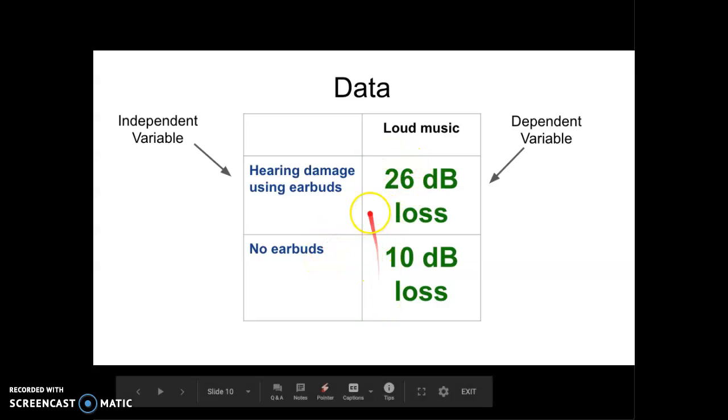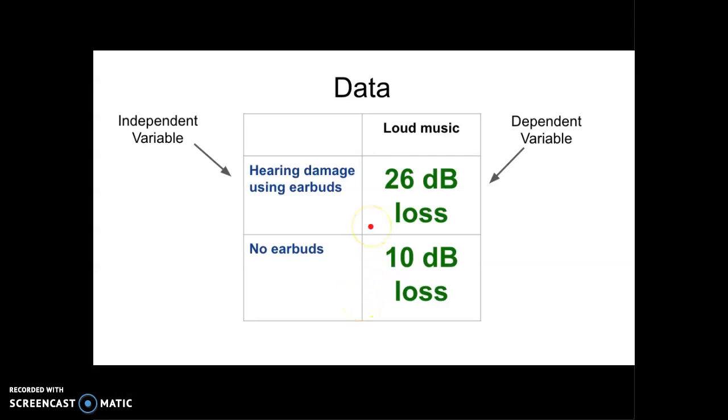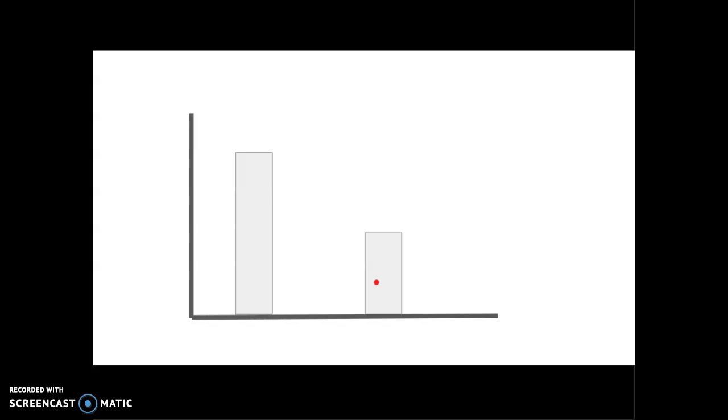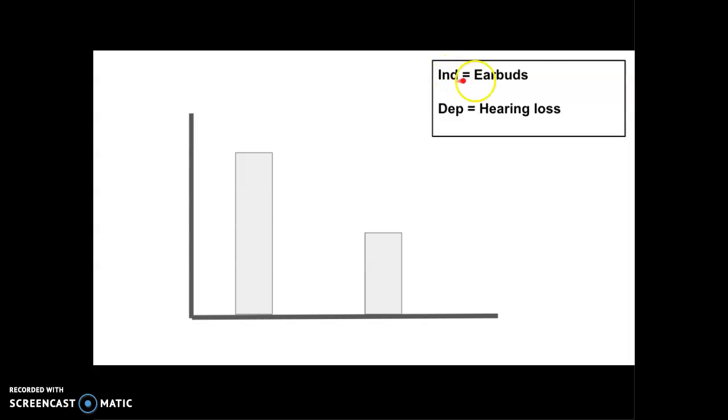Now, according to this data, does it support this person's hypothesis? Yeah. They said my hypothesis is earbuds cause more hearing loss when listening to loud music. So this is more hearing loss than without earbuds. Let's put that in a graph. So I know my independent variable is earbuds. My dependent, what I'm measuring, is hearing loss. Where do they go in my graph?